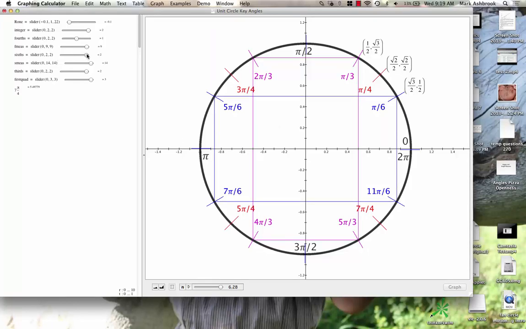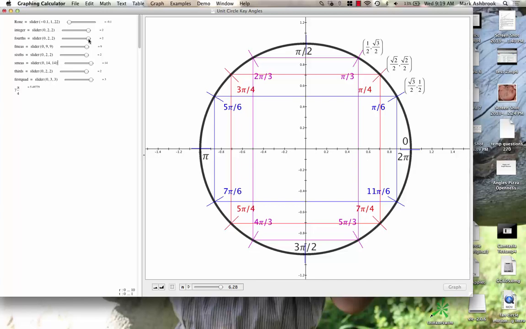So using that symmetry and using these sines and cosines in the first quadrant, we can get the sine and cosine of all 16 key angles by just applying the right positive or negative sign to those values. Okay, does anybody have a question about that?